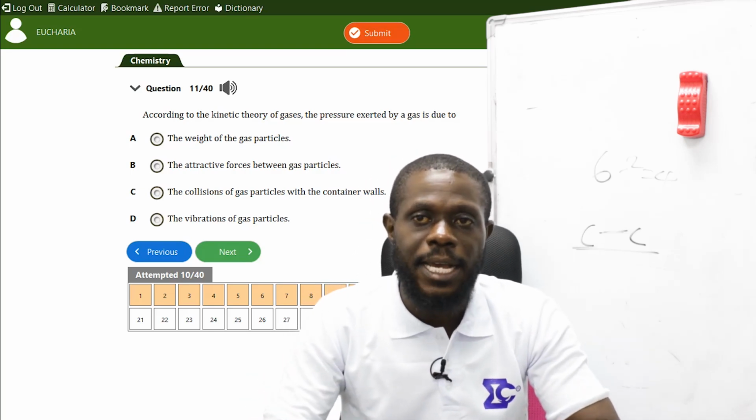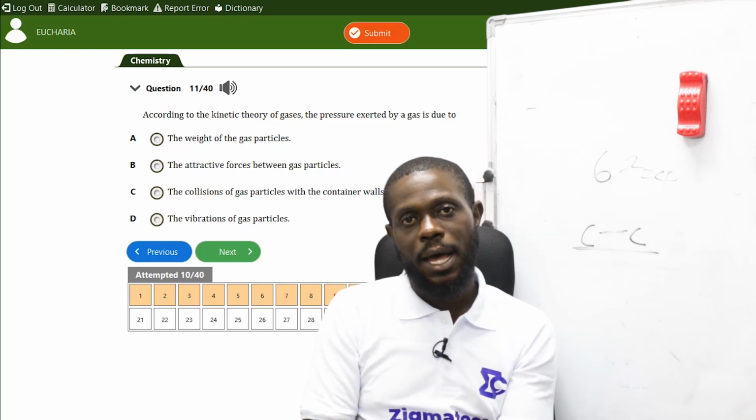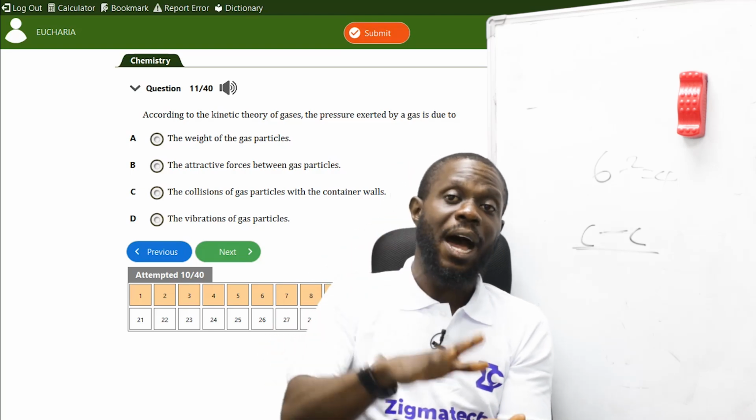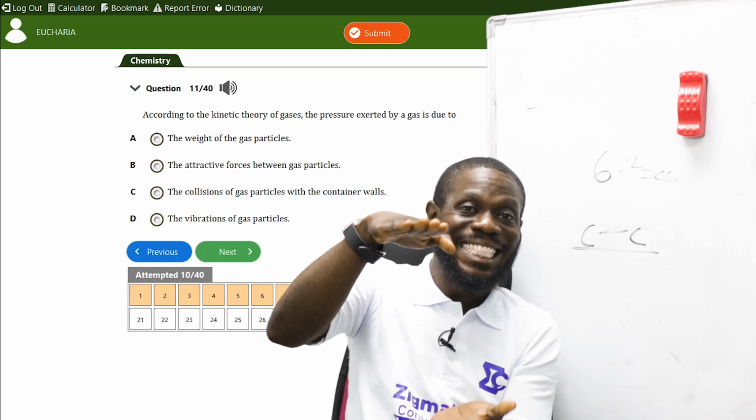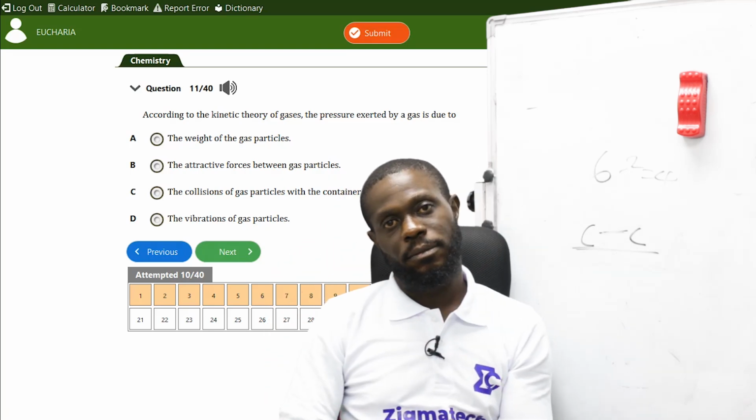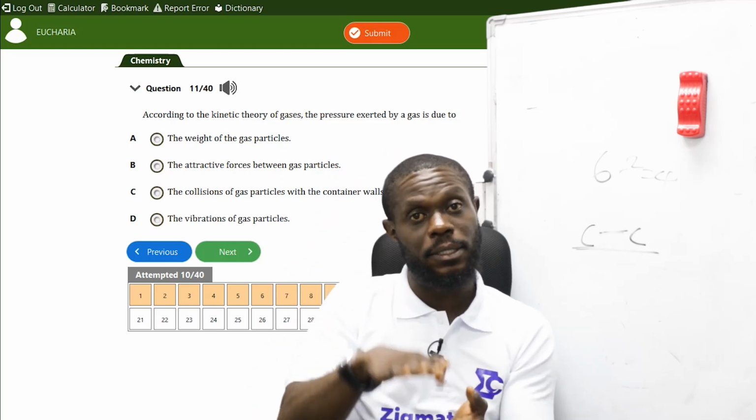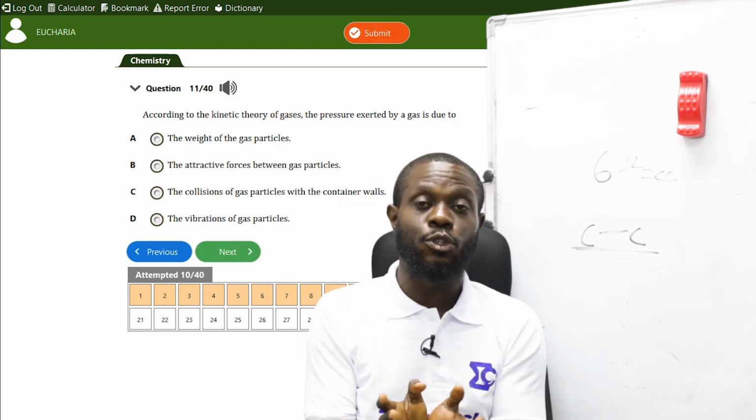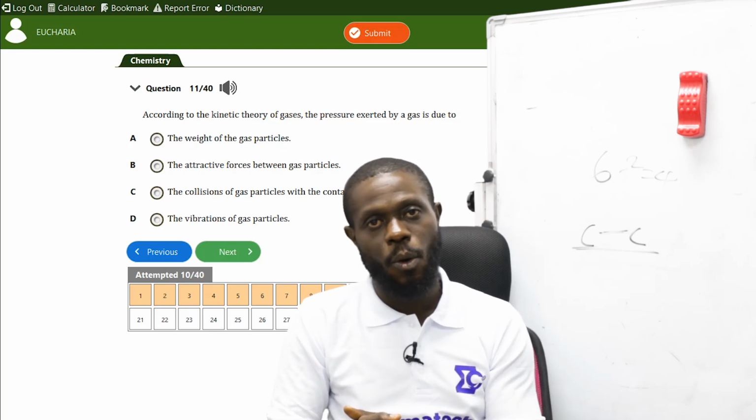All right? Now, let's say I put a gas in a cylinder, the gas is compressed because the gas cannot escape. As it's escaping, the cylinder is distorting their movement. So in essence, they are being compressed in a container. So the only way a gas can be compressed is when it's being put in a container. Now, the collision of gas particles with the container walls.